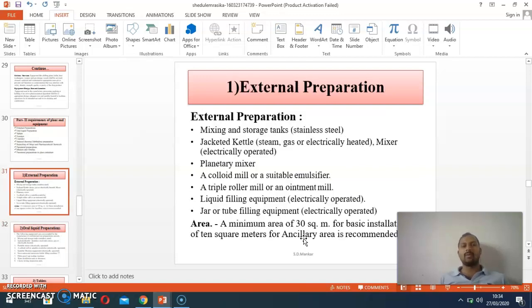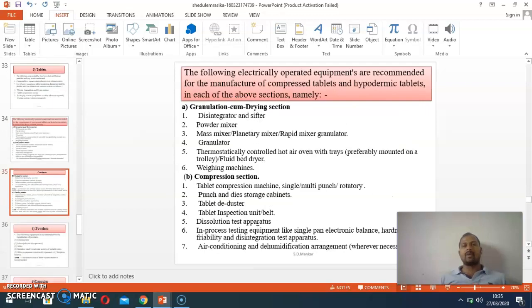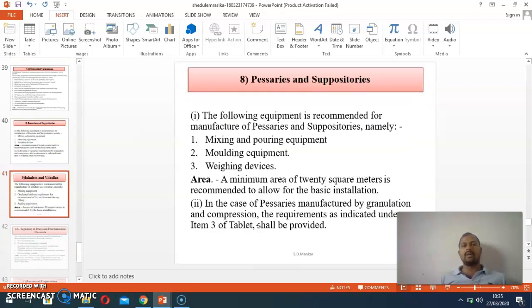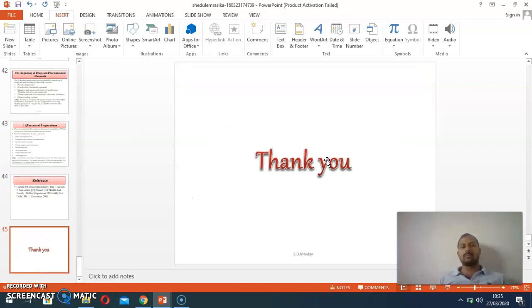In case of external preparations, a mixing and storage tank, jacketed kettle, colloidal mill, triple roller mill, this type of equipment is required. And for oral liquid mixing, portable stirrers, colloidal mill, suitable filtration equipment, semi-automatic or automatic bottle filling machine, filter-proof cap sealing machine, water distillation, and clarity test apparatus are required. So these are the important requirements for the disperse system and semi-solid preparations. Thank you.